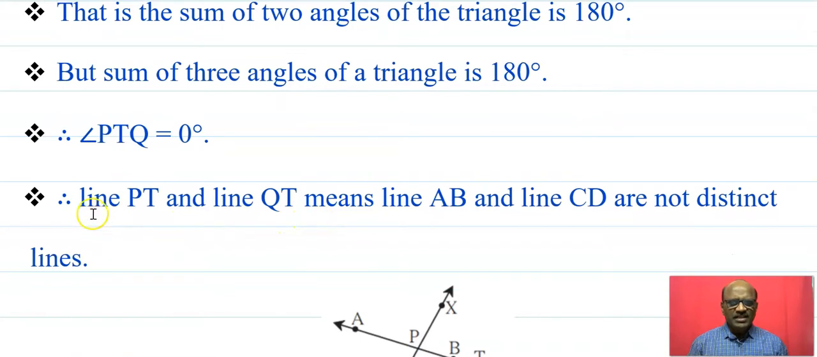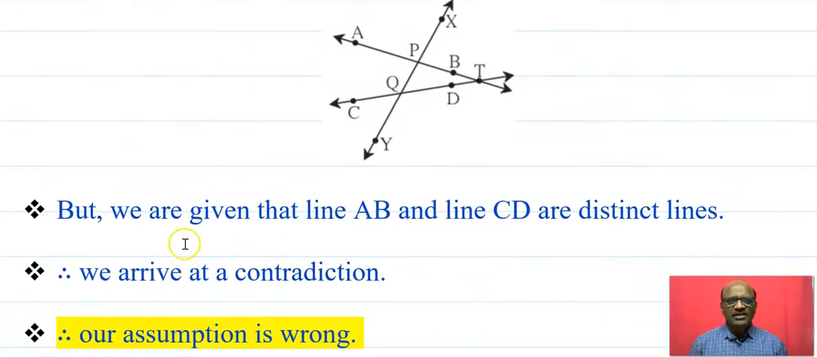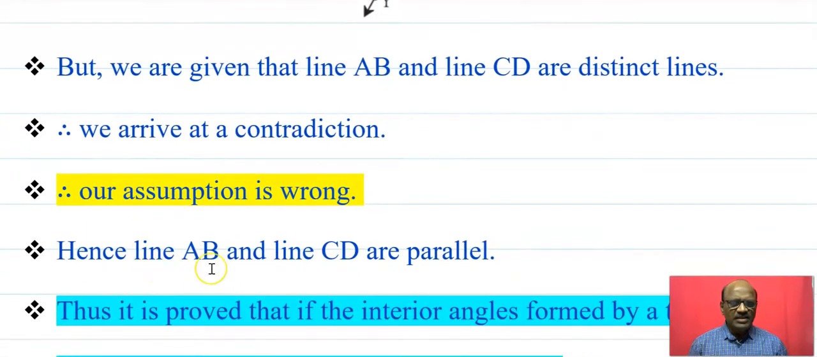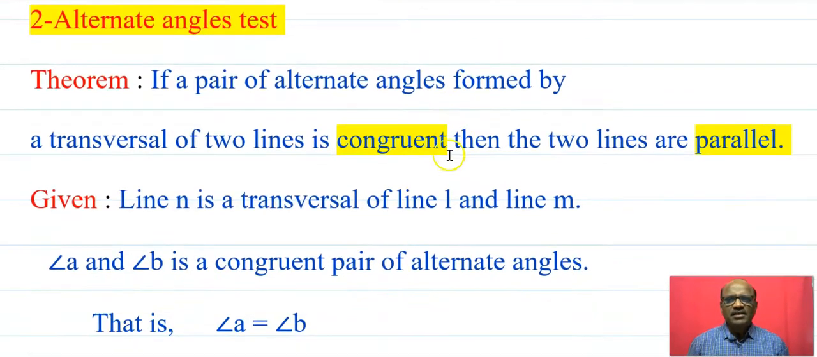Then it indicates that line PT and line QT, that is line AB and line CD, are not distinct, but we are given that AB and CD are distinct, and we arrive at a contradiction, and hence our assumption is wrong, and hence line AB and line CD are parallel lines. And in this way we have proved the property called the interior angle test for parallel lines. Now next, alternate angle test.